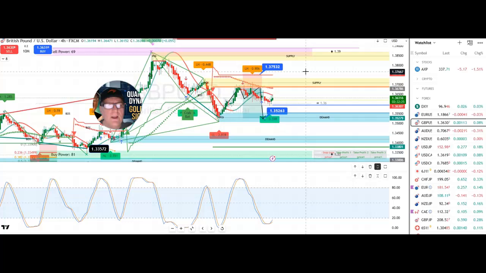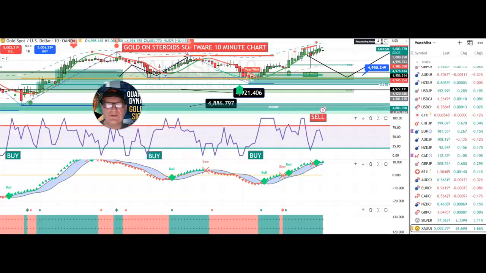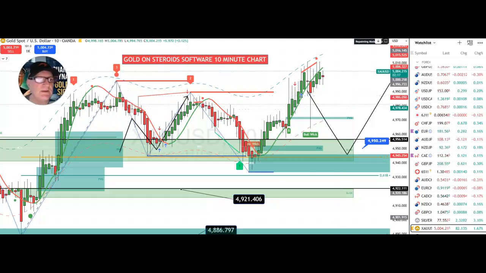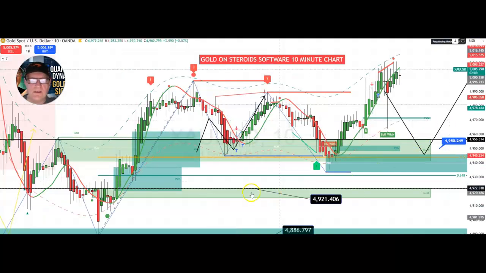So today, what I'm going to talk about is gold on steroids on the 10-minute chart. I'm going to make some adjustments. So if you have the chart and you're happy to make the adjustments, great. If you're making a ton of money, then just carry on doing what you're doing. So let me explain how this works, why it works, and how you can get the best of this.